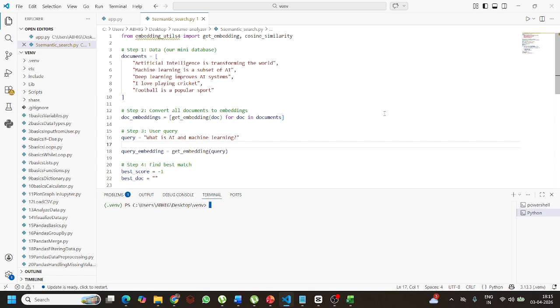Before we get to cosine similarity, we need to know what exactly an embedding is. An embedding is a numerical vector representation of text that captures meaning. Similar texts have similar vectors. Once again, embedding means that if you have any text, we first convert it into a numerical representation. That is called embedding.